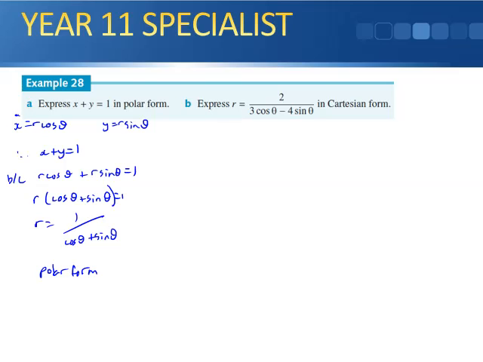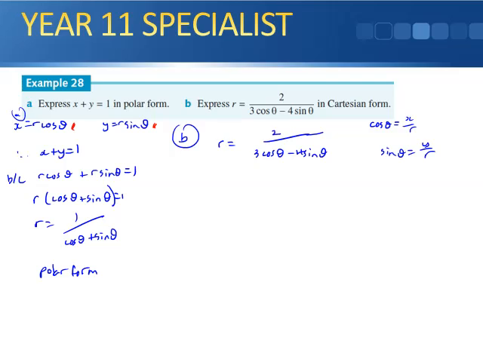For part B, part A there, part B here, express that in Cartesian form. So let me just write it. r equals 2 divided by (3 cos theta minus 4 sine theta). Now just remember that cos theta equals x over r, and sine theta equals y over r.